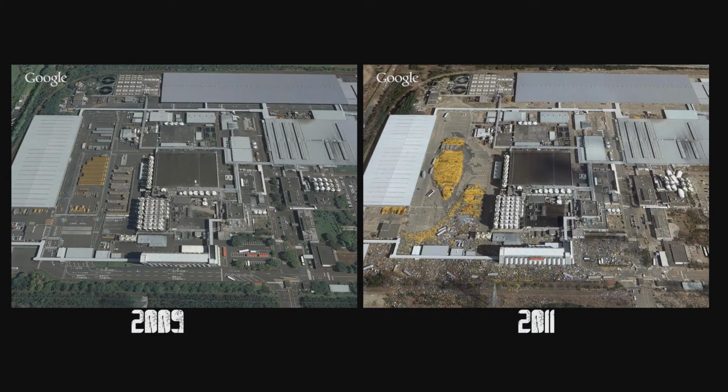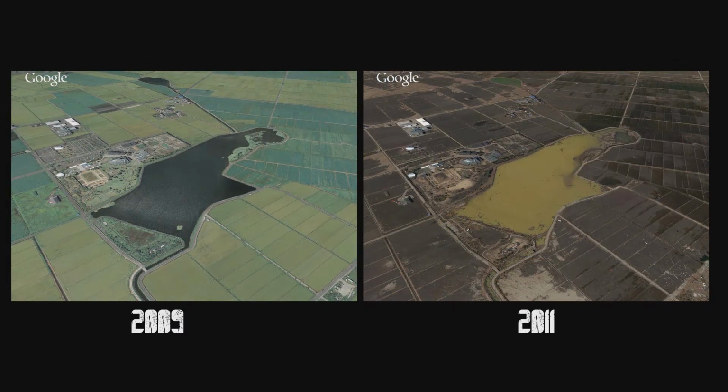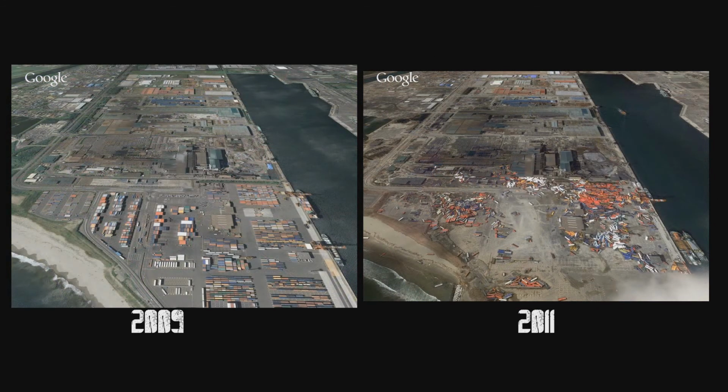The place that took the worst hit by the tsunami was Sendai. Here are some before and after aerial photos of Sendai. It's quite horrible, isn't it? Just take a look at these images. The one on the left shows Sendai in 2009, and the one on the right shows Sendai as of now.